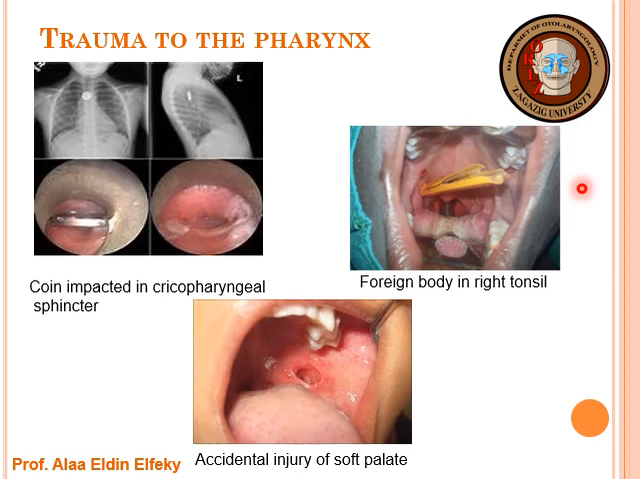Accidental other foreign bodies occur in many types, like this foreign body impacted in the right tonsil, and many accidental injuries of the soft palate in children.